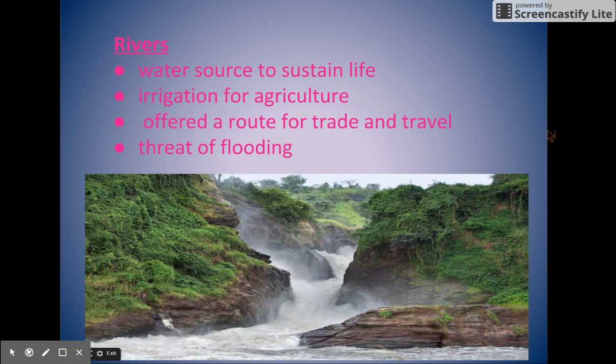Rivers are a water source needed to sustain life. It also provides irrigation for agriculture. It offers a route for trade and travel, but there is the threat of flooding. Some rivers even offer barriers and borders. For example, in the Nile River, there are cataracts that are very difficult to sail through. The boats would smash against the rocks, and this actually offered protection to the ancient Egyptian cultures.